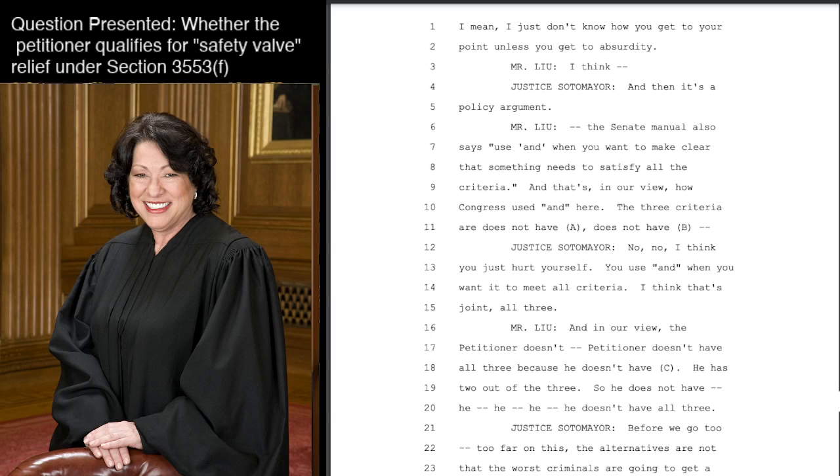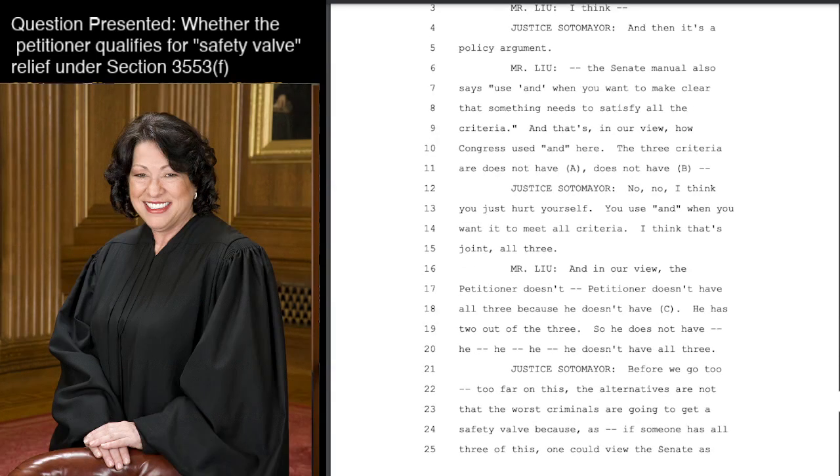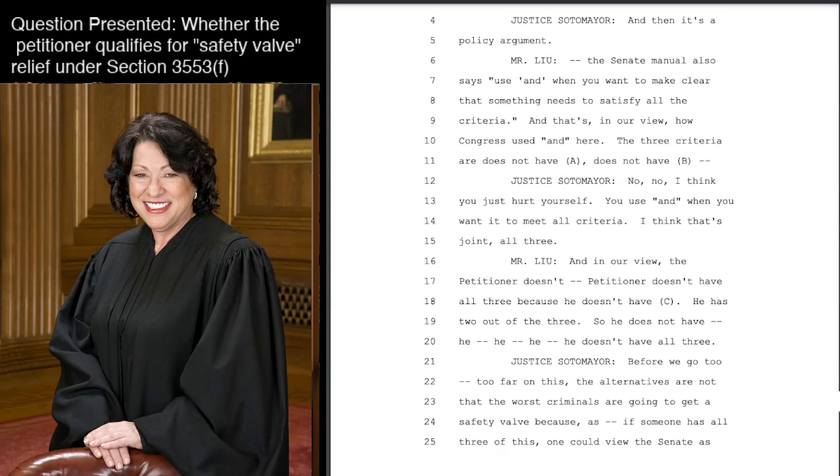The three criteria are does not have A, does not have B. You just hurt yourself. You use "and" when you want it to meet all criteria. I think that's joint, all three. And in our view, if the petitioner doesn't have all three because he doesn't have C, he has 2 out of the 3, so he does not have. He doesn't have all three.